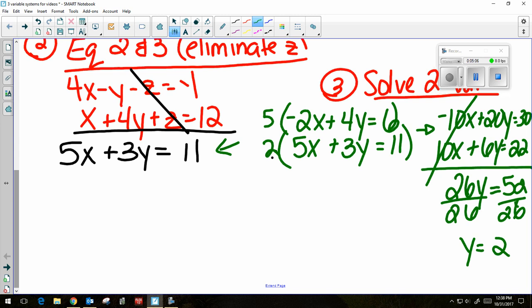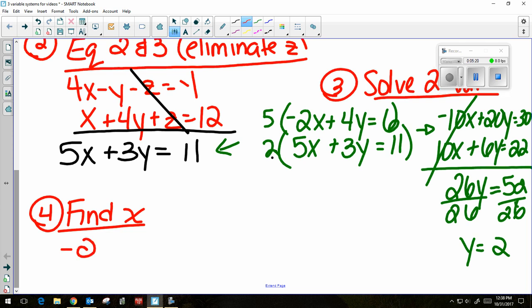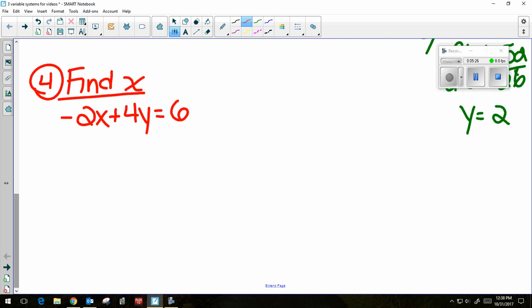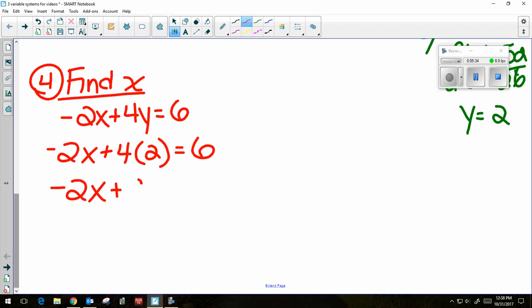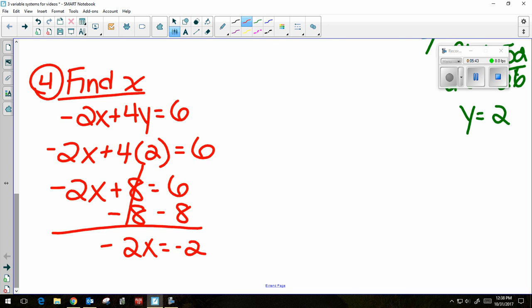Now I need to plug back in to find x. Step 4 is to find x. I'm using one of those equations from the two-variable system. If I use the first one, I have -2x plus 4y equals 6, but we just found that y equals 2. So -2x plus 4 times 2 equals 6. -2x plus 8 equals 6. Subtract 8 on both sides, so -2x equals -2. Divide by -2, so x equals 1.